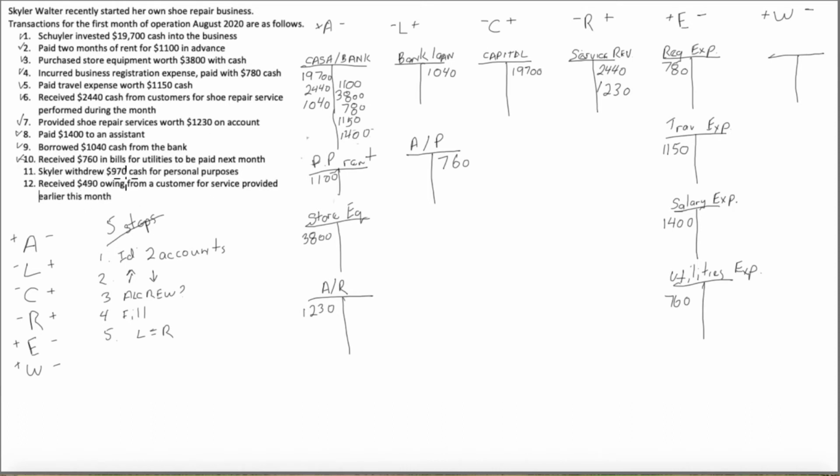Skylar withdrew $970 cash for personal expense. Okay, so cash gives us right away which two accounts. Cash would be one, and personal purposes. Remember we talked about this before, but that withdrawal or drawings falls under this account. You can just put personal if you want. They're always personal withdrawal.